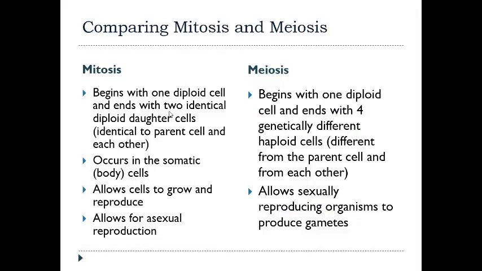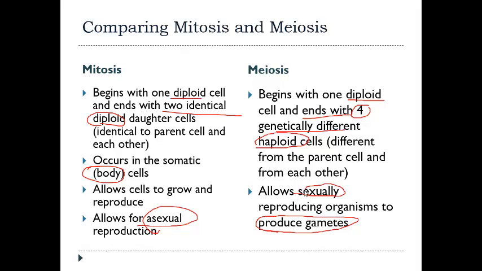So comparing these two, remember, we start with a diploid cell in both. We have two identical cells formed in mitosis, and we have four different cells formed in meiosis. They're also haploid, where here they're diploid. This occurs in body cells, where meiosis only occurs and makes sex cells. And when we have asexual reproduction here, here we have sexual reproduction. So make sure you get down those differences.